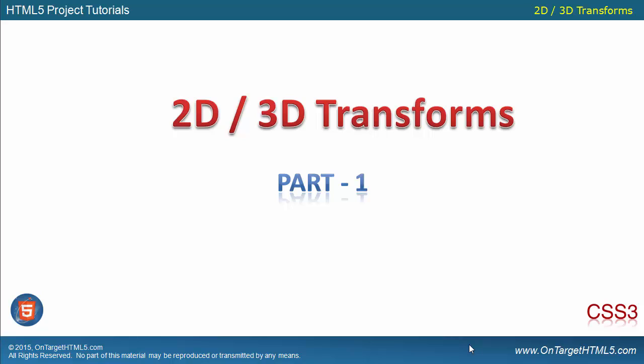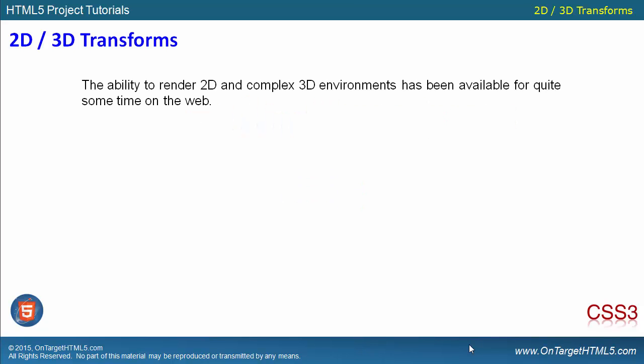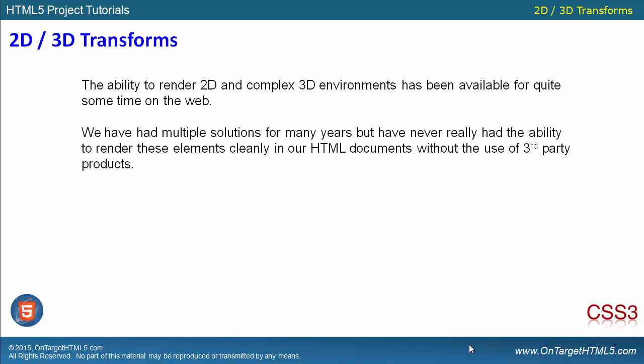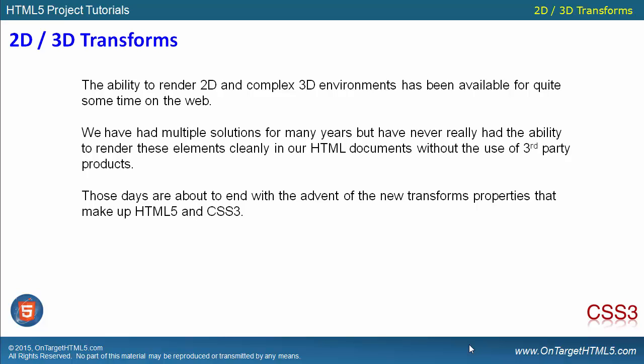for transforms and transitions. The ability to render 2D and complex 3D environments has been available for quite some time on the web. We've had multiple solutions for many years that have never really had the ability to render these elements cleanly in our HTML documents without the use of third-party products. We've had these third-party products available for a while, but it was never really a clean transition putting these things into our HTML documents. Well, those days are about to end with the advent of the new transforms properties that are making up HTML5 and CSS3.